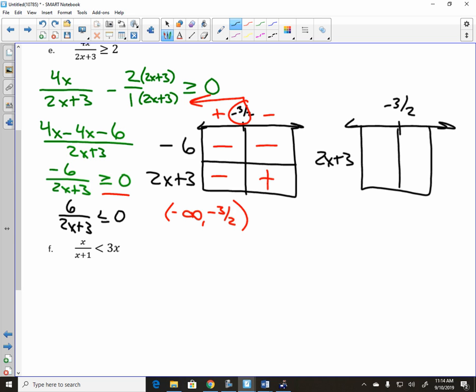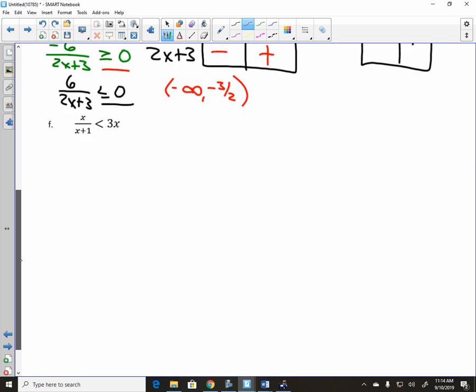I test negative 2, I get negative. Test 0, I get a positive. Now you can see that we're wondering where it's negative. And where is it negative? It's negative here. So you can see that the solution set ends up being the same. If you have a negative constant, you must include it. If you don't have a negative constant and just a positive one, you don't have to include it. The negative changes things, while the positive doesn't.